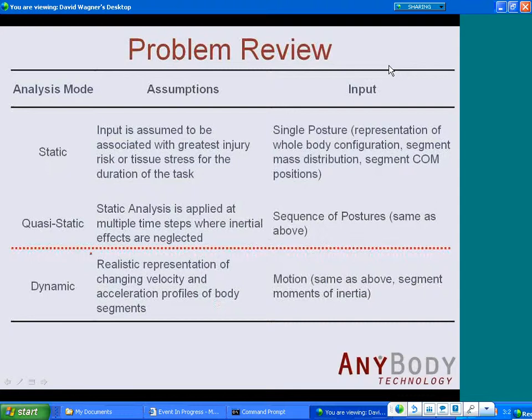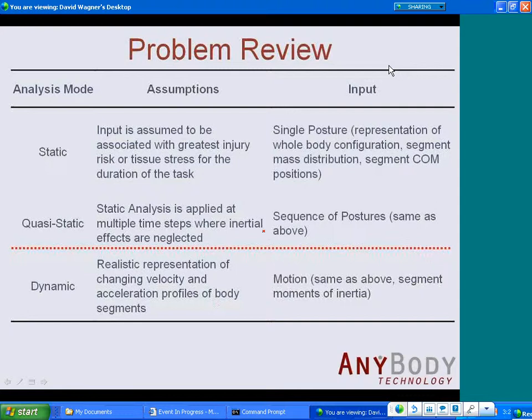Essentially the inertias, well, there are no inertias because there's no motion, but that same analysis can be applied over a sequence of postures, essentially motion. The assumption here is that the inertial effects are neglected because I'm essentially just taking a snapshot in time and applying that static analysis at each point in time, if I happen to have a motion from motion capture data, for example.